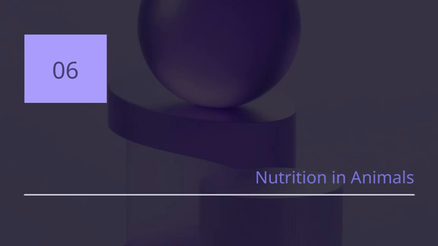Let's take a closer look at nutrition in animals. This is a crucial aspect because it directly impacts their health, growth, and survival. Animals require a balanced intake of nutrients to perform their daily activities effectively. These nutrients include proteins, carbohydrates, fats, vitamins, and minerals, each playing a vital role in their overall well-being.